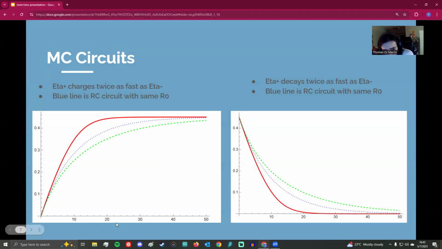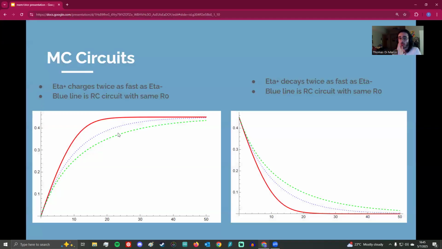I realize here I don't have my labels on my plots. This is time and charge for these, and this first one is for the MC circuit charging and discharging. The blue plots are for a regular RC circuit with the same resistance value as the memristor circuit, and the red and green curves show whether the memristor was in the fully on or fully off position.